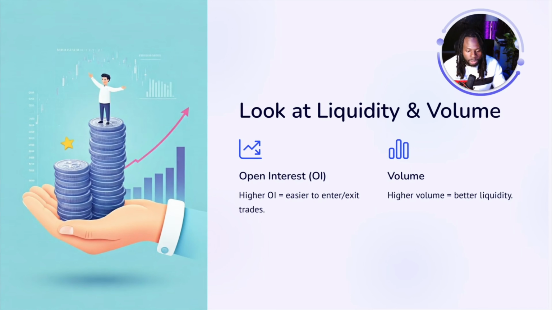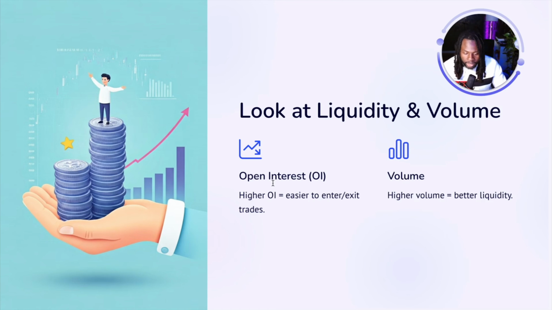The second part is volume. The higher the volume, the better the liquidity. If there's volume, that means there are a lot of transactions happening in this contract, and you want to see that. So if you look at the contract and you see the open interest is low and the volume is low, you want to stay away from it, because if you enter, you're going to have a hard time getting out.